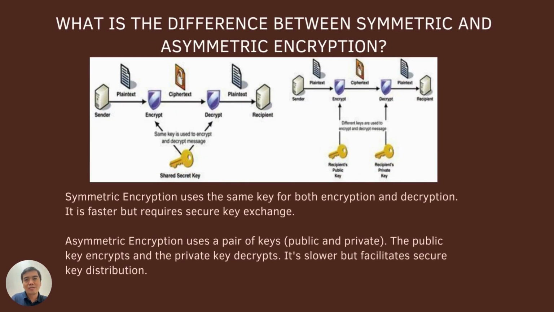Another question is, what is the difference between symmetric and asymmetric encryption? So symmetric encryption uses the same key for both encryption and decryption. It is faster but requires secure key exchange, while asymmetric encryption uses a pair of keys, public and private. So the public key encrypts and the private key decrypts. So it's slower but facilitates secure key distribution.